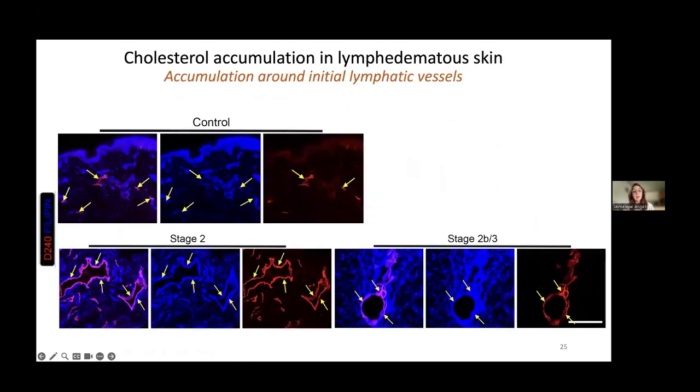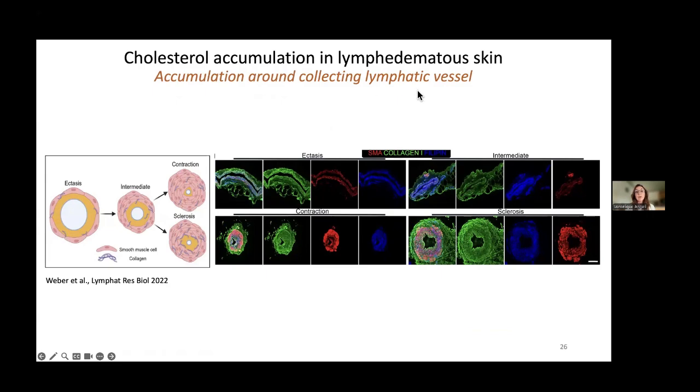So as I mentioned earlier, lymphatics are important to transport cholesterol. So we were curious to know whether we could see some specific accumulation of cholesterol around the lymphatics. We looked at initial lymphatics first, stained by D240 and Philippine. So you can see that unlike in the healthy lymphatics, in the lymphedema patient we can detect an accumulation of free cholesterol around the lymphatics. And this was also observed around the collecting lymphatic vessels.